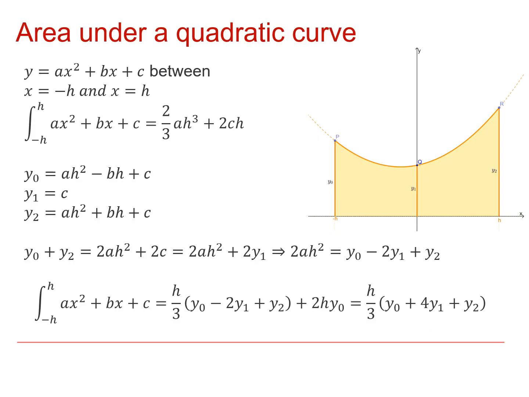It can be shown that the area underneath a quadratic curve passing through 3 specific points is given by this formula here. And I've put all the working on this slide, and you can freeze the video if you want to go through it, but the key element is that the area underneath a quadratic curve between 3 consecutive points is given by this formula.